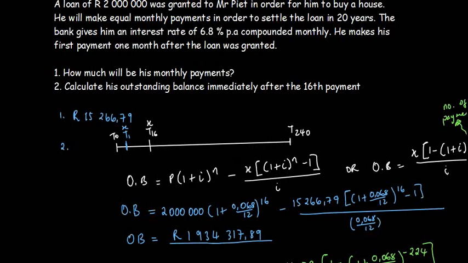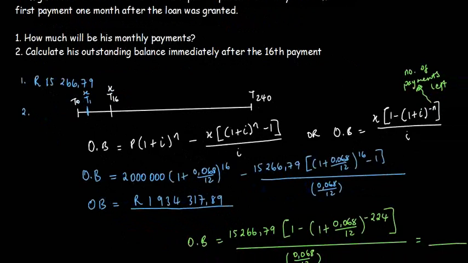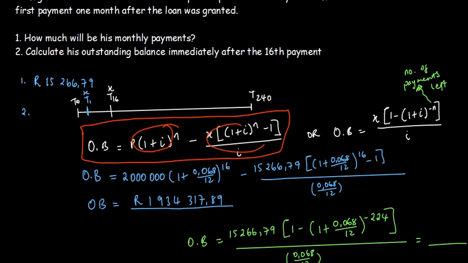So we're saying there are 2 ways of calculating the outstanding balance. You can use this one here, which is appreciation minus the future value, right?